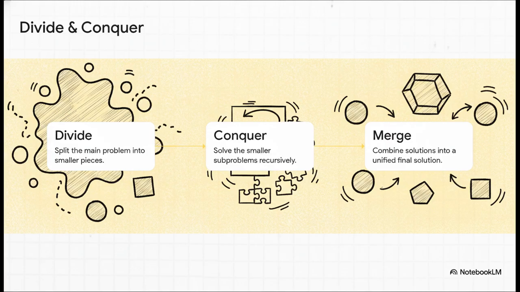Step 1, you divide. You literally split your massive main problem into smaller bite-sized pieces. Step 2, you conquer. You solve those smaller subproblems recursively until they're tiny enough to just solve directly. And finally, Step 3, you merge. You combine all those solved subproblems back together into one beautifully unified final solution.